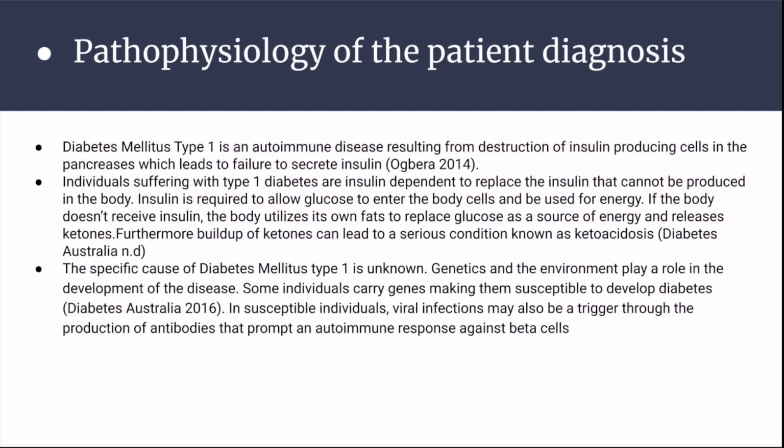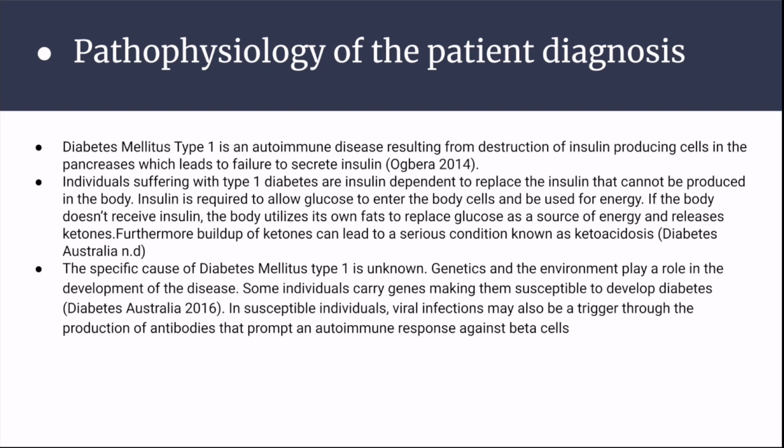Pathophysiology of the patient diagnosis. So diabetes mellitus type 1 is an autoimmune disease resulting from destruction of insulin-producing cells in the pancreas, which leads to failure to secrete insulin. Individuals suffering with type 1 diabetes are insulin dependent, meaning they rely on insulin injections to replace the insulin that cannot be produced in the body.